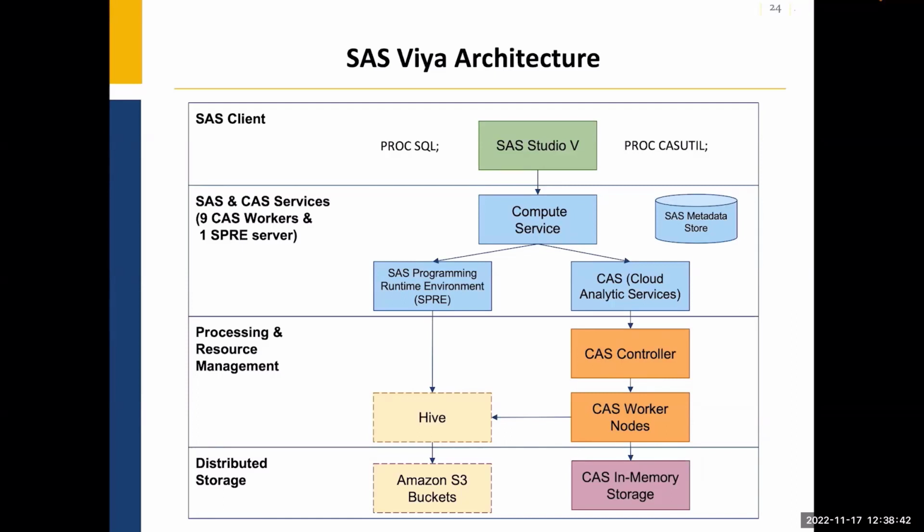However, in those operations, the worker nodes are pulling data from Hive in that particular case, and then holding them in in-memory data sets within CAS, and then running all the operations that are necessary according to your business logic within the code before returning the results back to SAS Studio V, or having those results saved as a SAS dataset that can be accessed downstream.